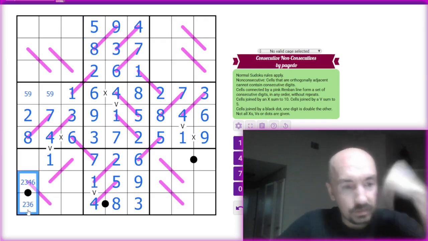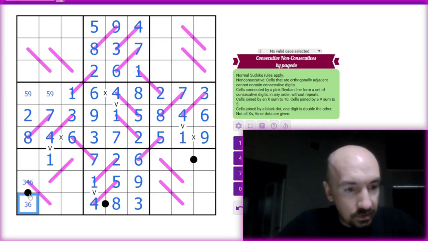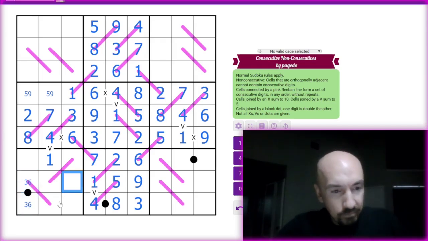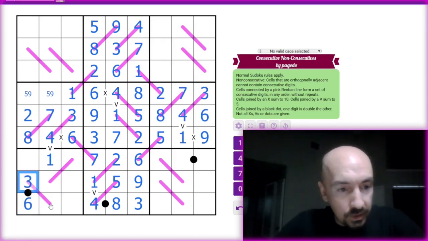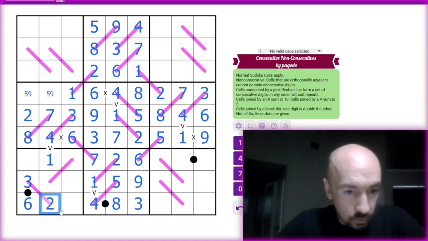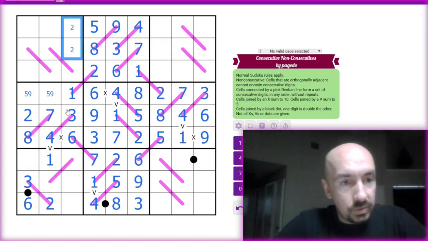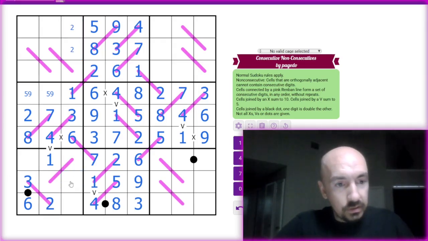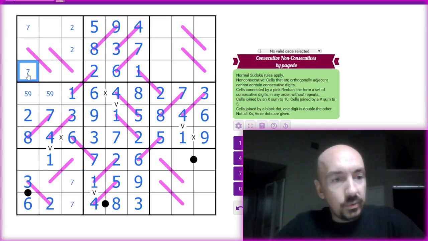Okay, so I can delete the 2s from here, which makes that a 3, 6. So this has to be a 3, 6 pair. Oh, and then the 3 sees that. So this is going to be a 6 and a 3. So this is either 2 or 4, but 4 sees it twice, so that's going to be a 2. Then I can pencil mark 2s up there. 1, 2, 3, 4s. Oh, let's pencil mark some 7s first. And up here while we're at it.